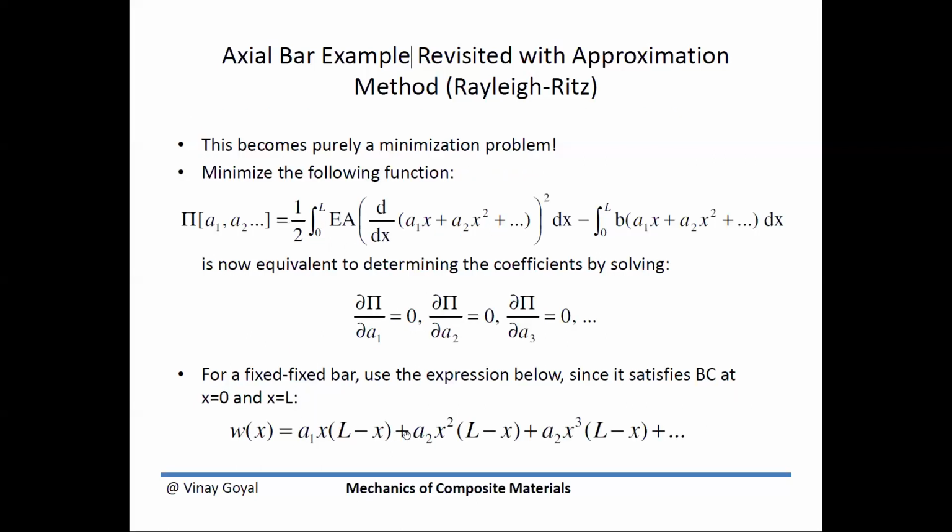So I can solve for A1, A2, and A3 in that manner by doing this minimization. So 3 equations, 3 unknowns, for example, and that gives you A1, A2, and A3, which allows you to then plot the deflection if you want to plot the deflection.